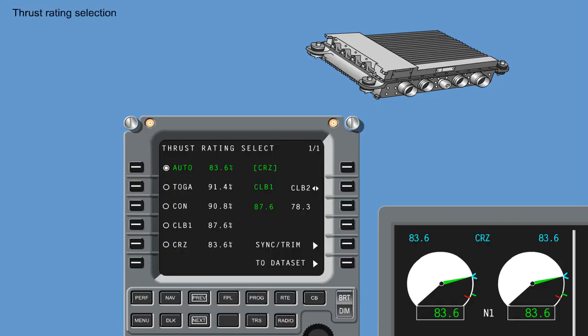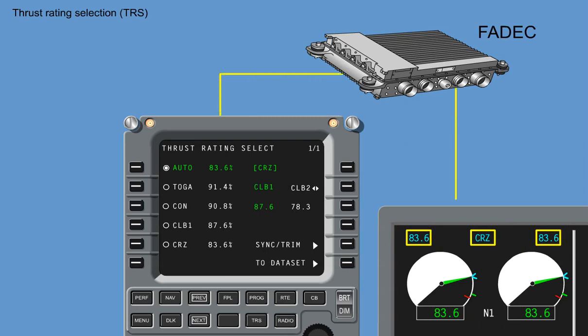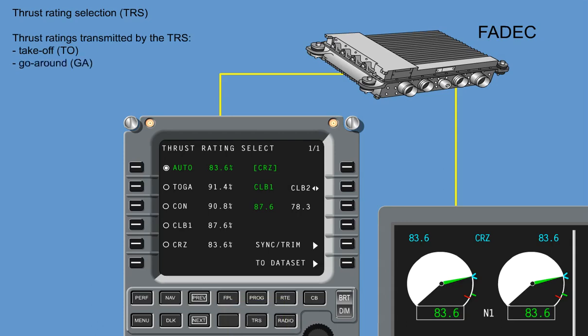Thrust rating selection, TRS. The thrust rating selection automatically determines the appropriate engine thrust rating according to the flight phase. The FADEC transmits the thrust rating and N1 values provided by the TRS for display on the ICUS. The thrust rating can also be manually selected via the TRS page on the MCDU, pressing TRS key. The following thrust ratings are transmitted by the TRS. Takeoff, go around, climb 1, climb 2, cruise, continuous.